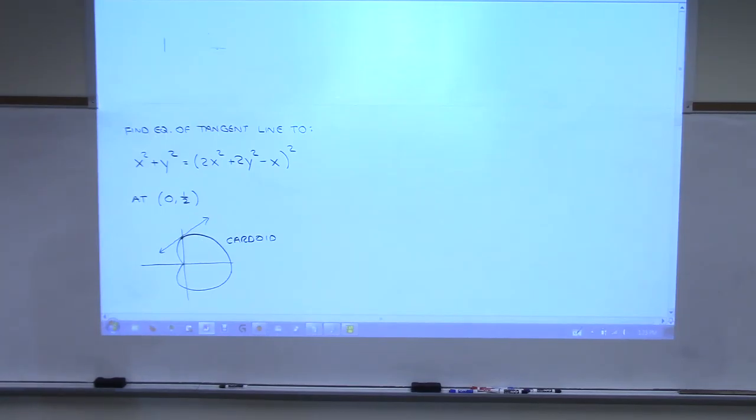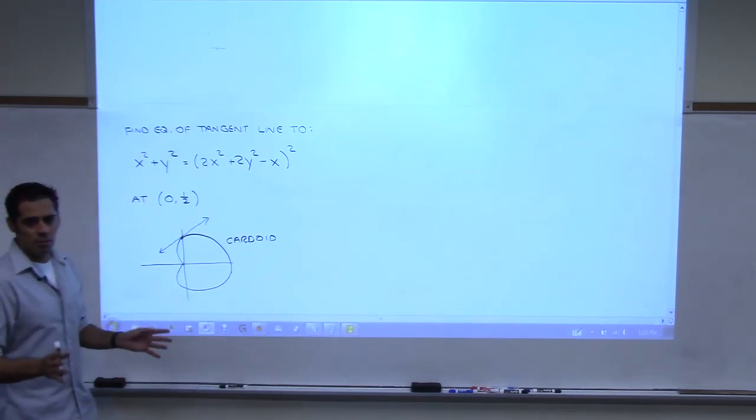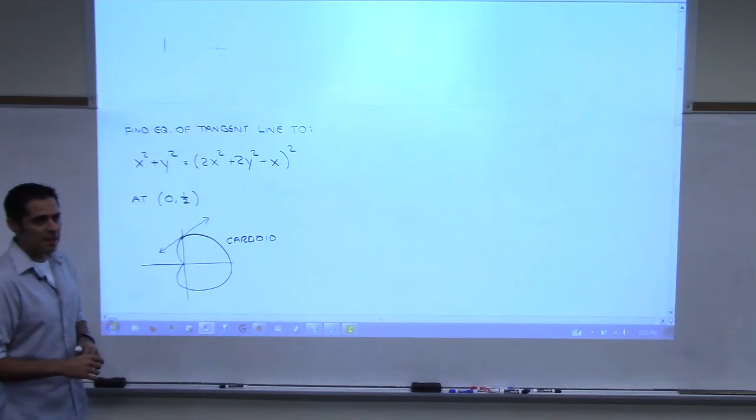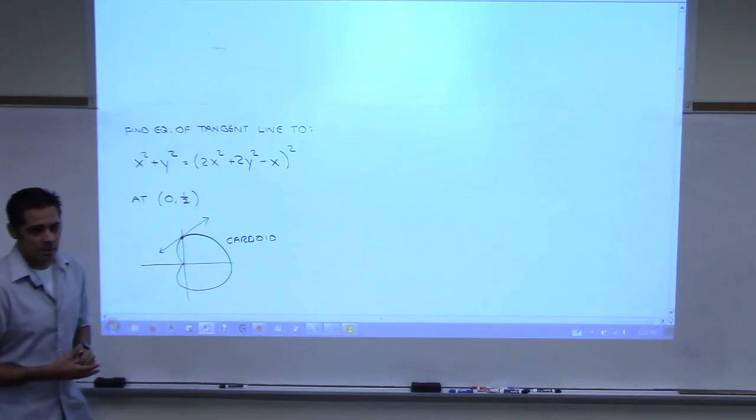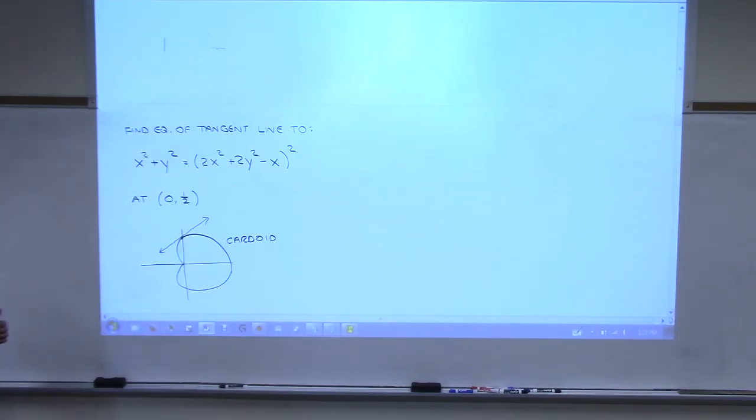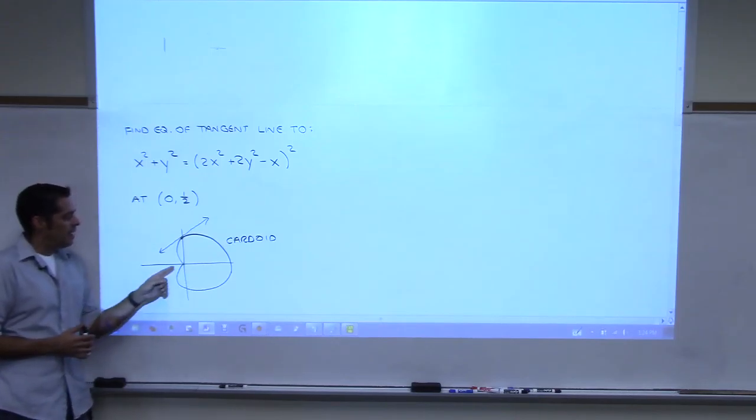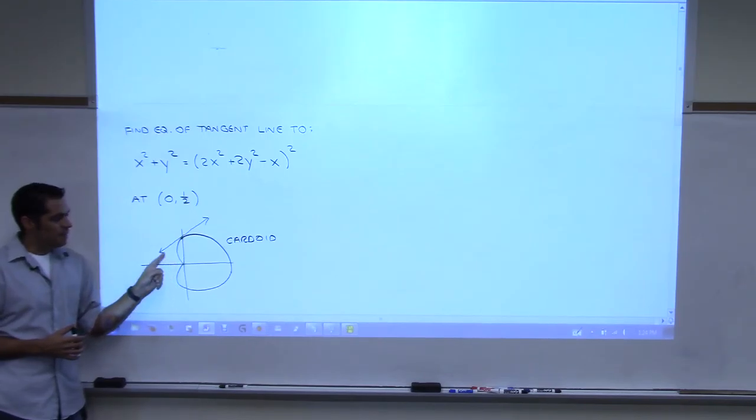All right, I said today we're going to do more implicit differentiation, and then we are going to just get a glimpse into 2.7. 2.7 is going to take us part of today and all of next week we're going to spend on 2.7. Find the equation of the tangent line to this curve at this point. And this is right out of the book. It's called a cardioid. And here's what it looks like. And we're trying to find the slope of that tangent line at that point, 0, 1/2.